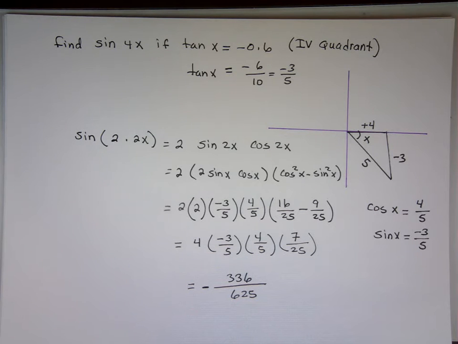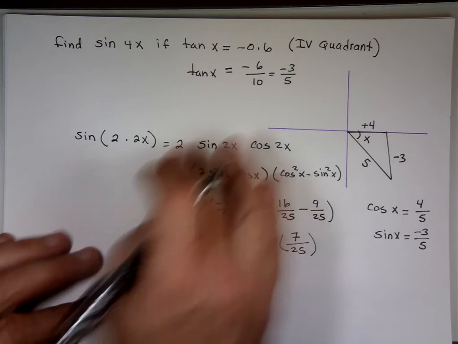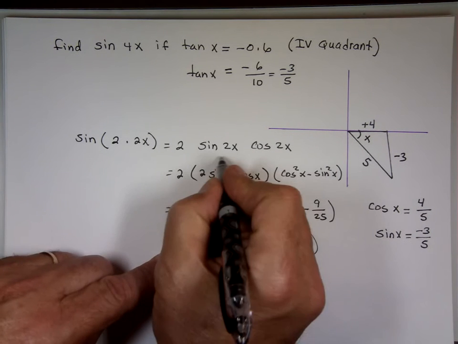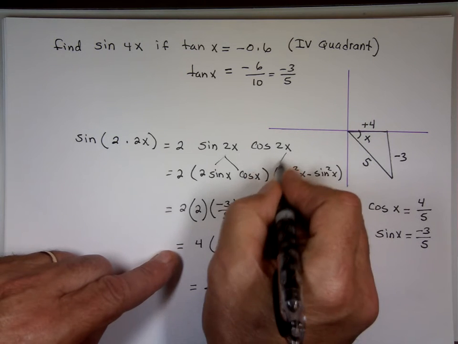So you handle the 4x as 2 times 2x, so you break it down to this, then you still take this one and break it down to this, break it down to that one.